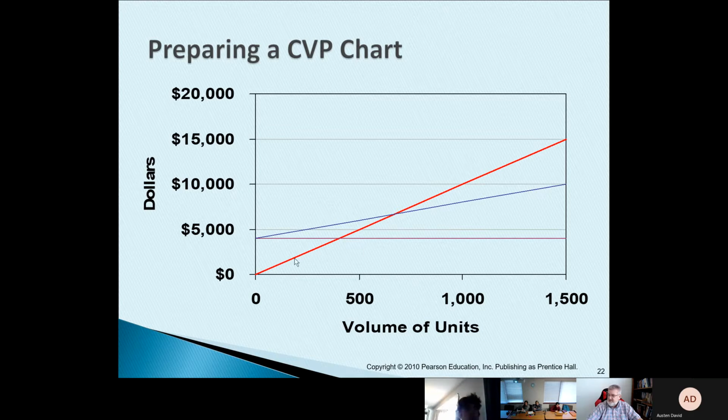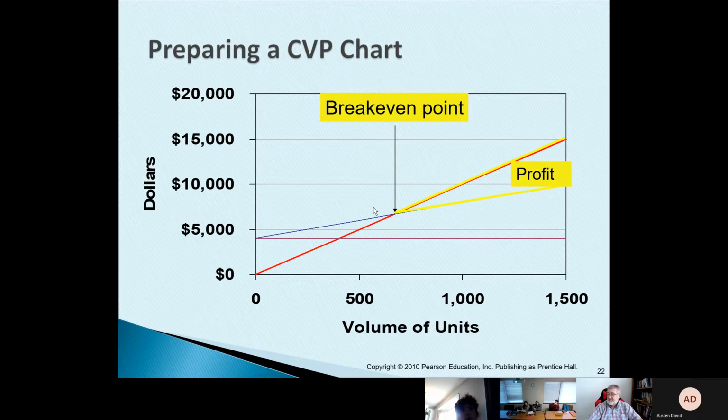Same thing here. This is our revenues line. This is our fixed cost line. This is our variable cost line. Where this line comes together is our break-even point. All this here, all this here. I know you guys are just so excited about this, but it will make sense as we start working through some problems. So like I said, there's our break-even point, there's our profit, there's our loss.